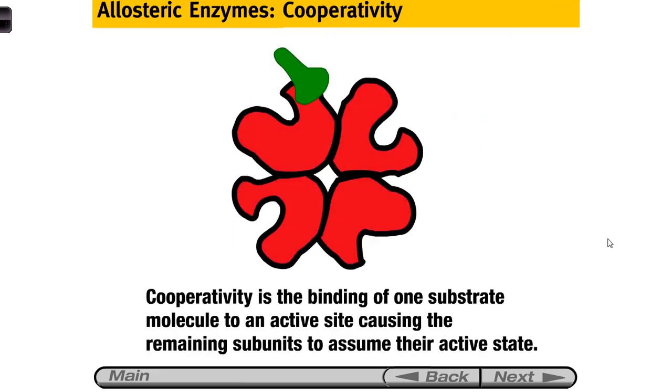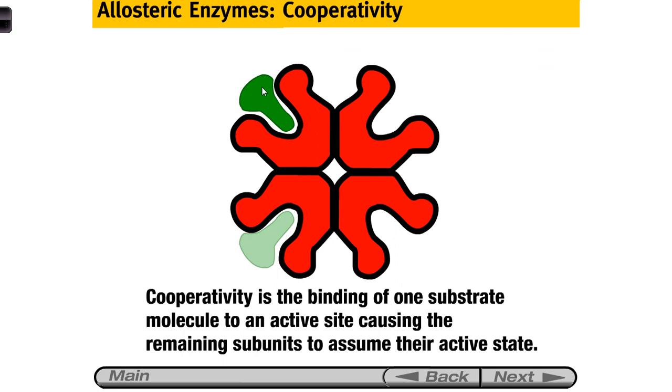Now, cooperativity or cooperative binding is when one substrate binds, it may increase the chance of the enzyme assuming the active state. So what this means is, for instance, hemoglobin. Hemoglobin is a protein in our blood that carries oxygen in our red blood cells, and it's made out of 4 subunits. And when one subunit binds oxygen, it makes the other subunits assume an active conformation, an active shape. So that helps more oxygen to bind.